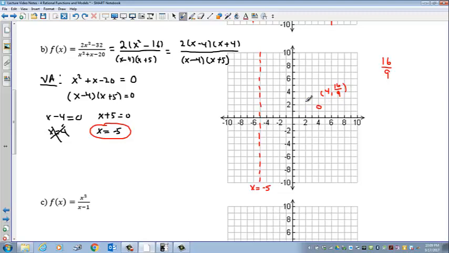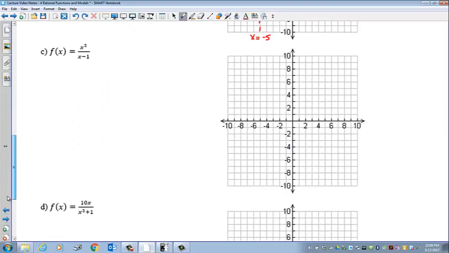And remember, the way I found that 16 over 9 is I just plugged 4 into here, just disregarding these x minus 4s. So I had 4 plus 4, which is 8, times 2 is 16, and then a 9 on the bottom. All right, so that accurately represents that information there. Let's move on to the next one, which is right below here.